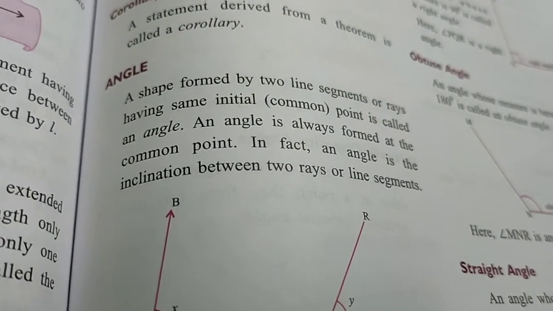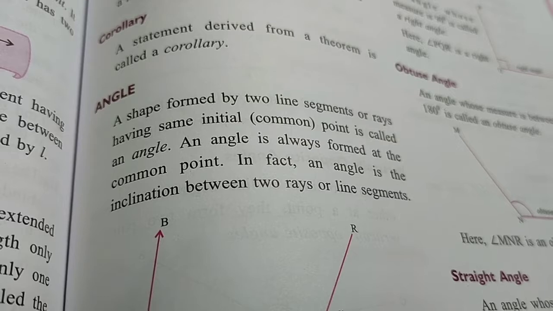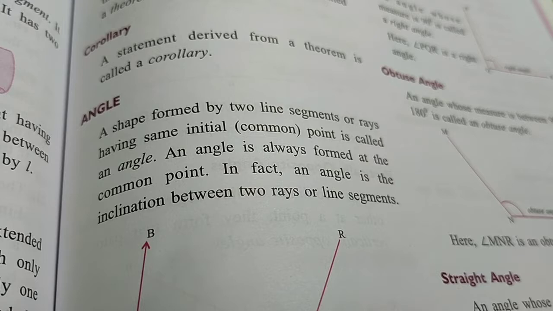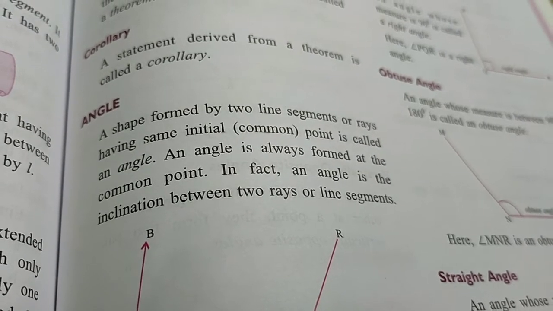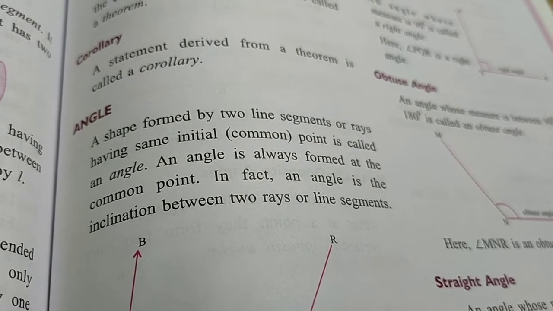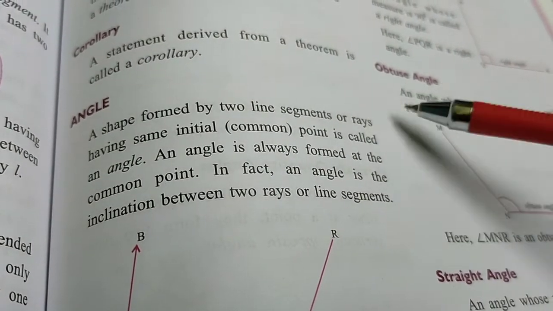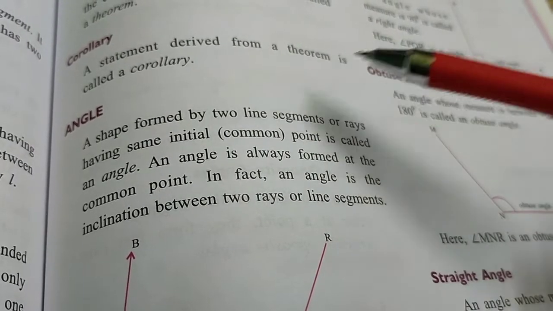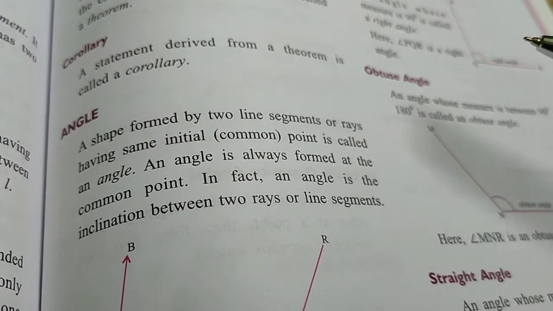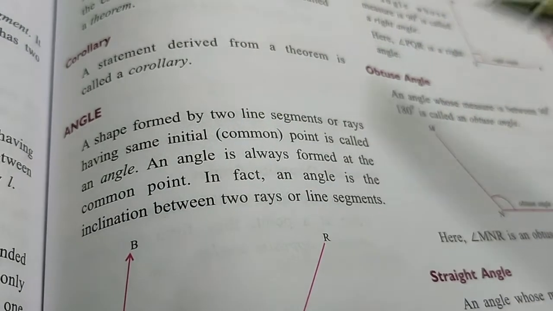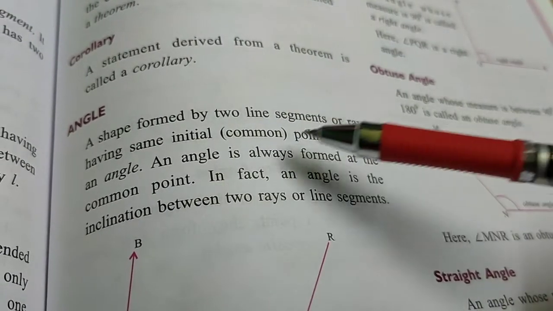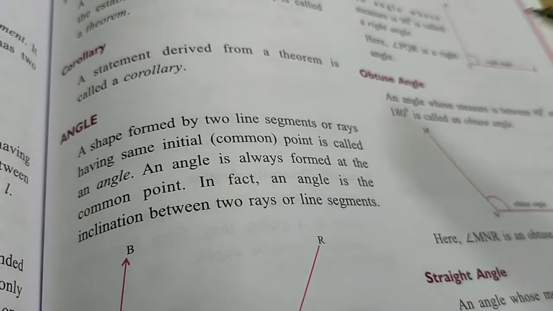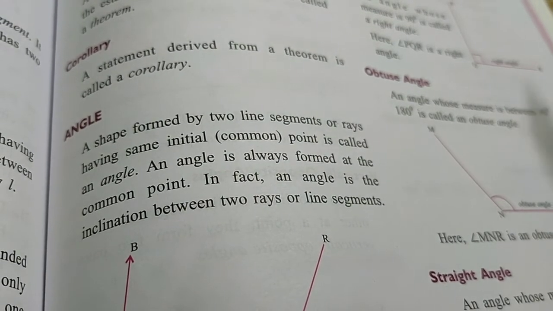Now what is an angle? A shape formed by two line segments, not lines. It is a line segment, that means there will be distance. You can measure the distance as a line segment has a starting and ending point. Line segments or rays having the same initial point, having the same initial common point, is called an angle. An angle is always formed at the common point. In fact, an angle is the inclination between two rays or line segments.